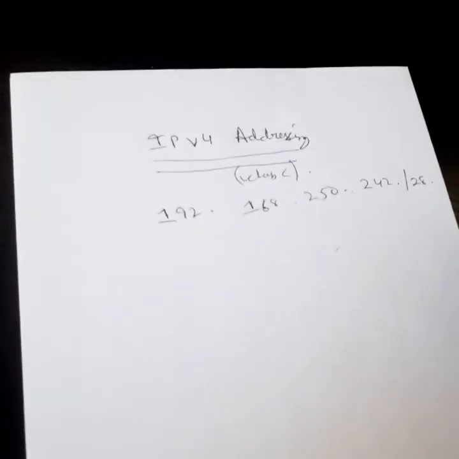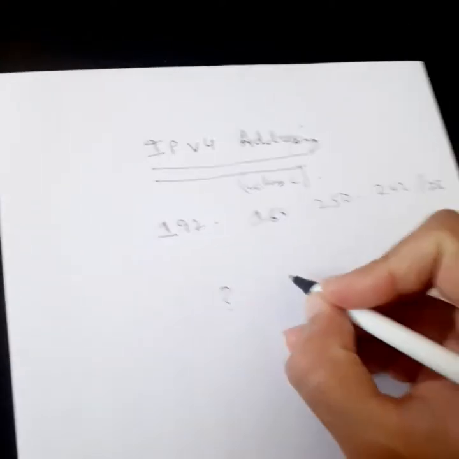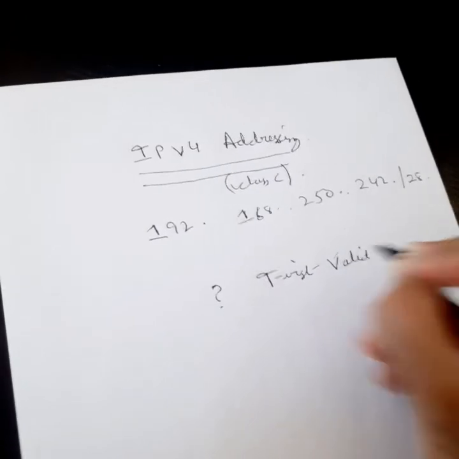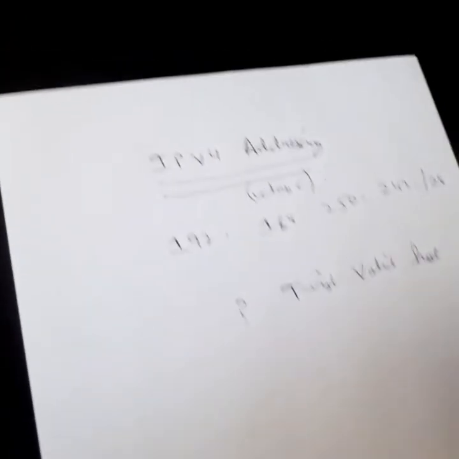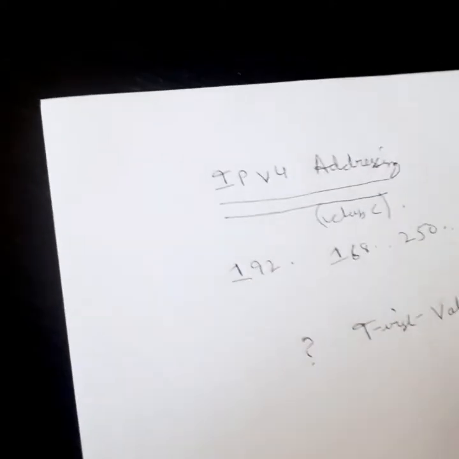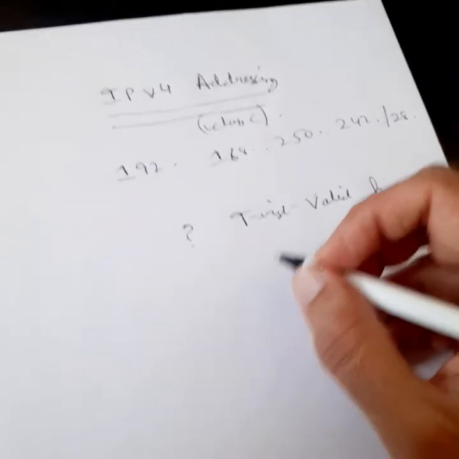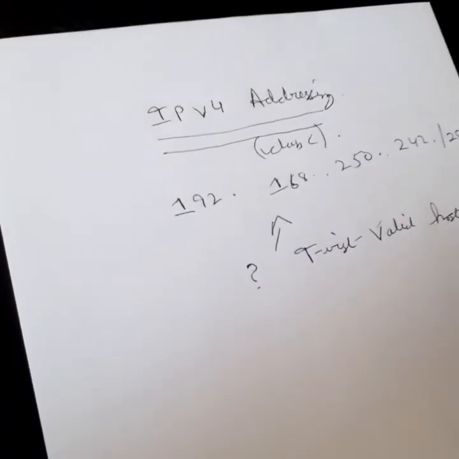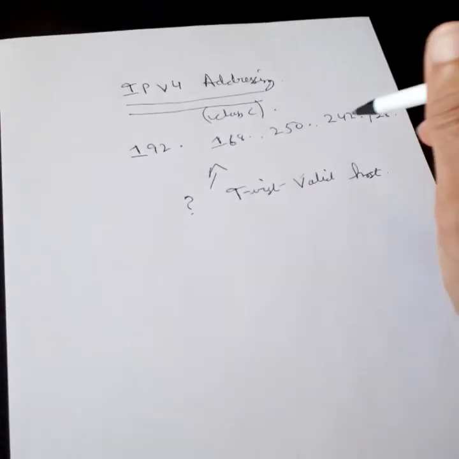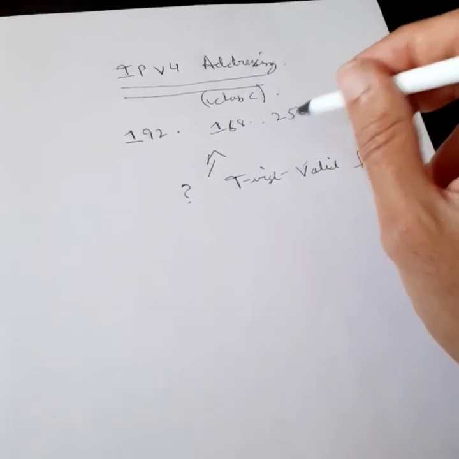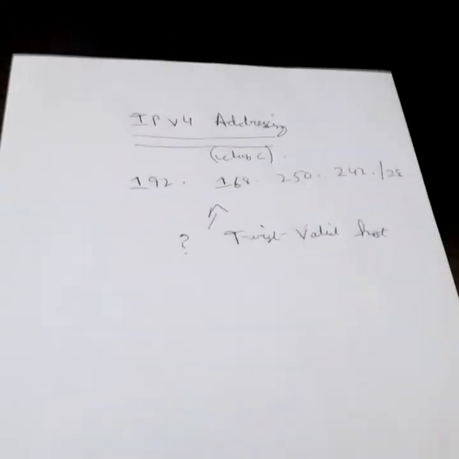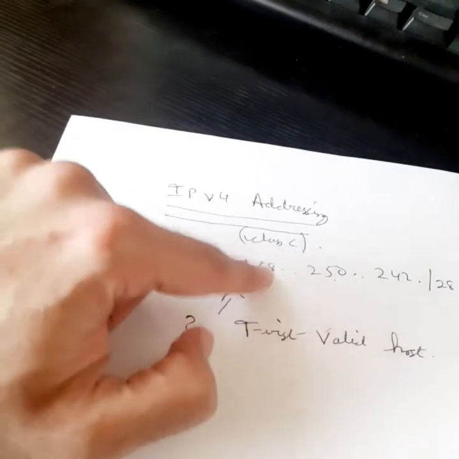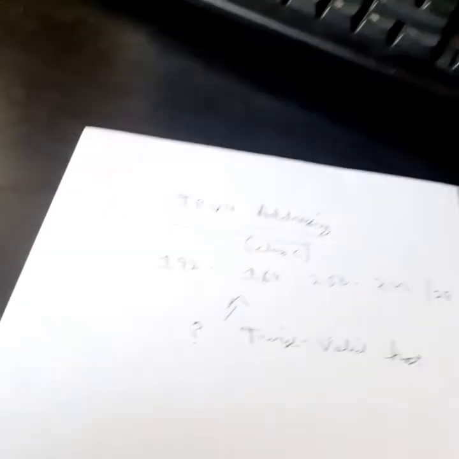So we have to find the first valid host on the network that this IP address resides on. Now, as we all know, when we need to know where this IP address is going to be, we have to find out the network first. So we have to find out which network this IP address is on, and then we'll move forward.